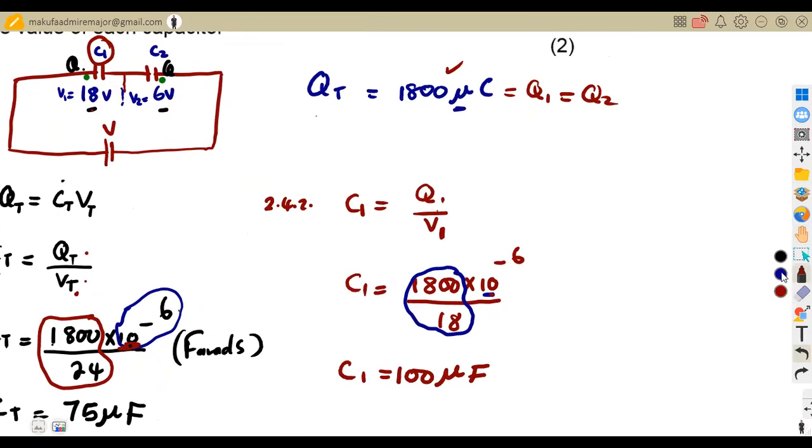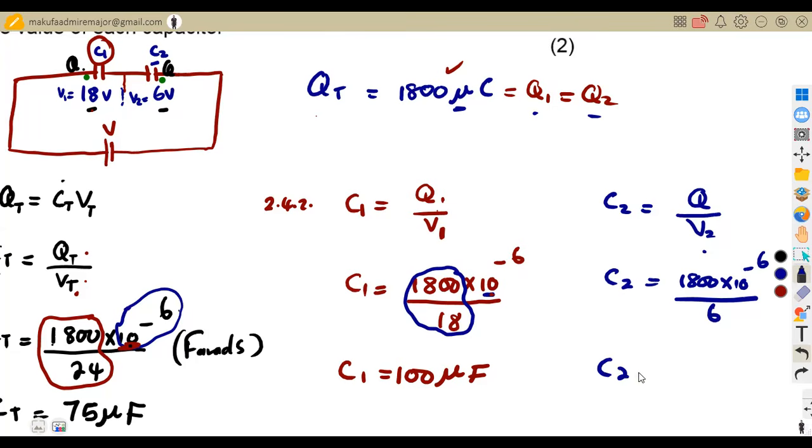Meaning to say, for us to calculate the one across C2, C2 is going to be the charge again over the voltage across C2. The charge here is the same. So we're going to use 1,800 times 10 to the exponent of -6 over V2, the voltage across the capacitor, which is 6. That is going to give us C2. 10 to the exponent of -6, divide these two so that your answer is going to be in microfarad. This is going to give us 300, our answer in microfarad in this case.